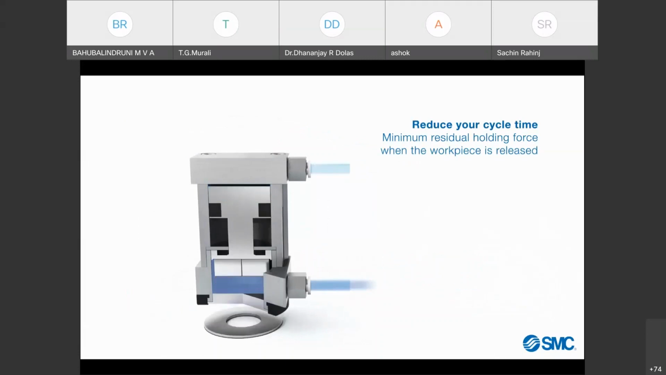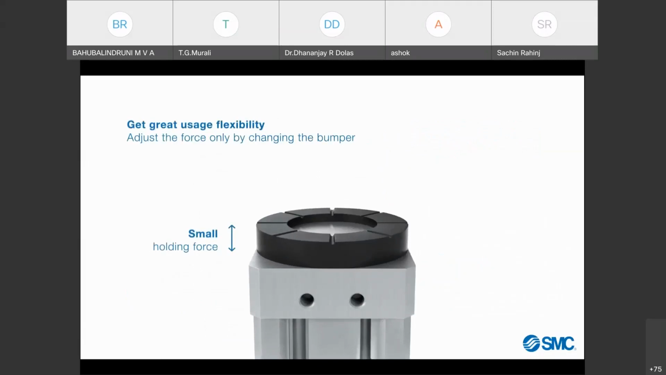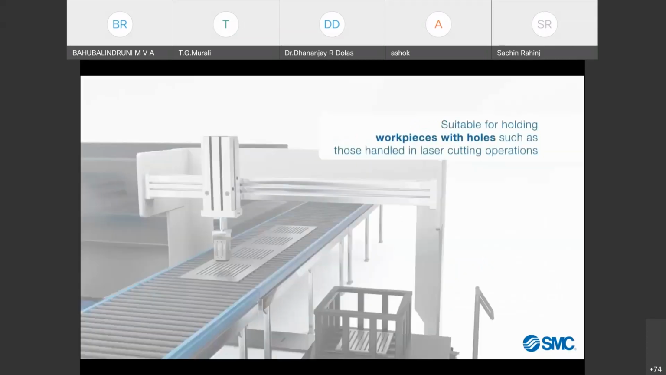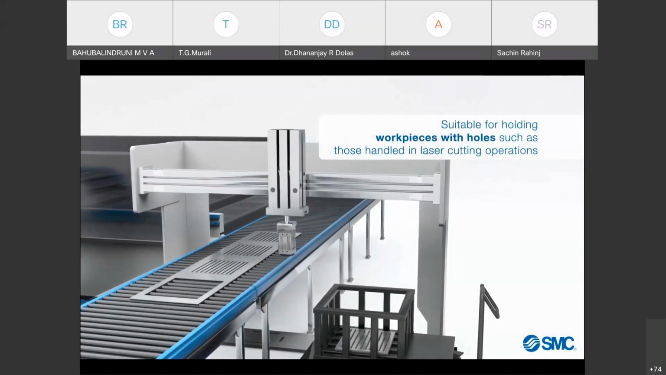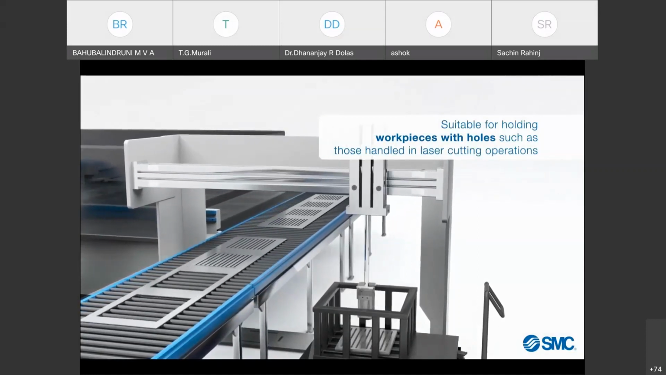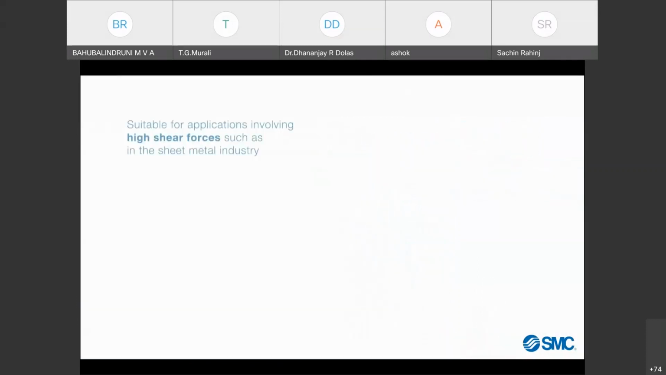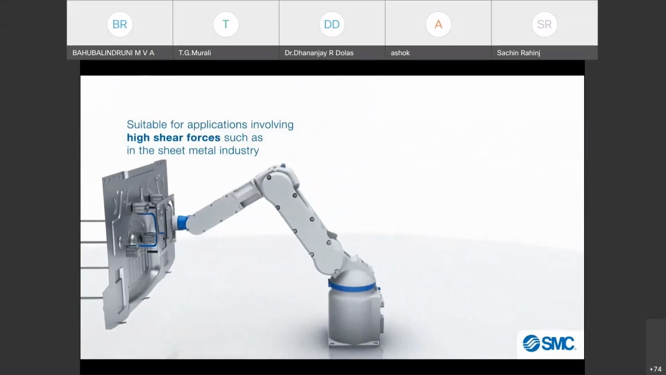You can see this for a pick and place operation. This is typically for a precise pick and place application, where we can use this magnetic gripper.